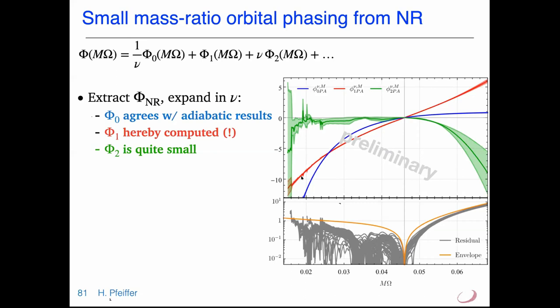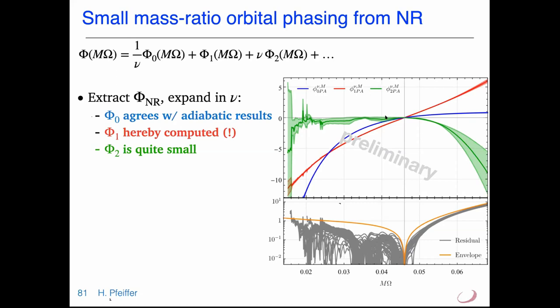All of this is for circular orbits, no spin, and we can thus compute for the first time the phi one function for the frequency range that is covered by the numerical simulation. And we can also get hints on the phi 2 function, which we can estimate to be quite small, of only a few radians at best during the inspiral.